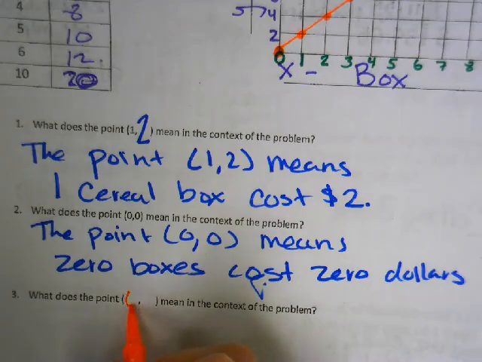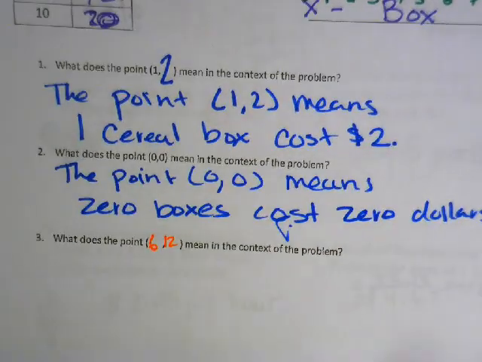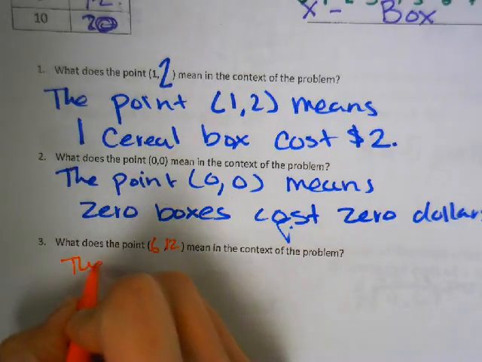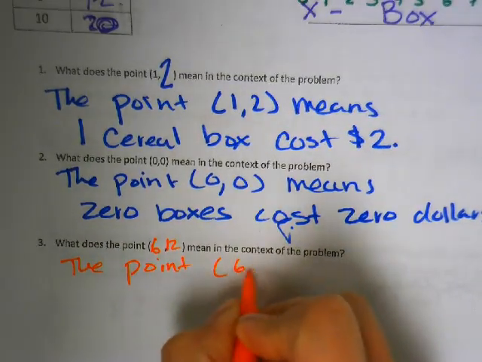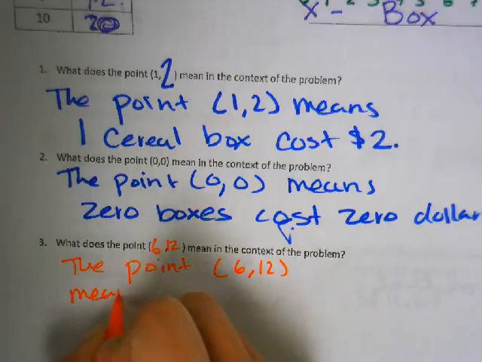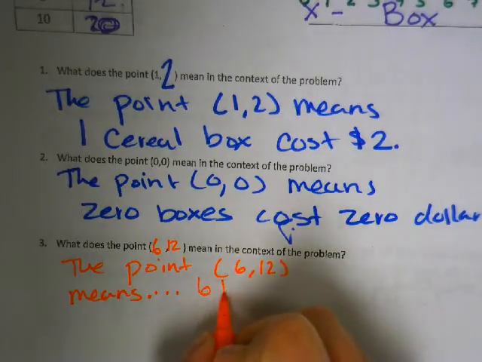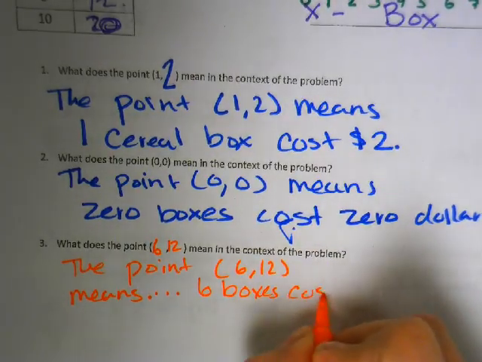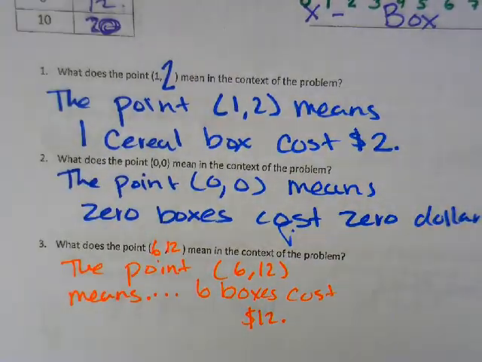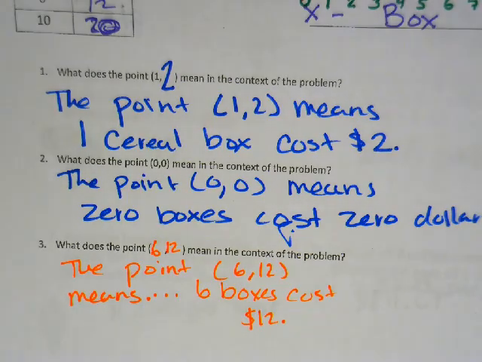6, 12. All right, what does 6, 12 mean? The point 6 comma 12 means... Yep. 6 boxes cost $12. And remember the dollar sign goes in the front, not the back. Don't embarrass me. They want to make sure that you don't switch the dollars and the cereal boxes.